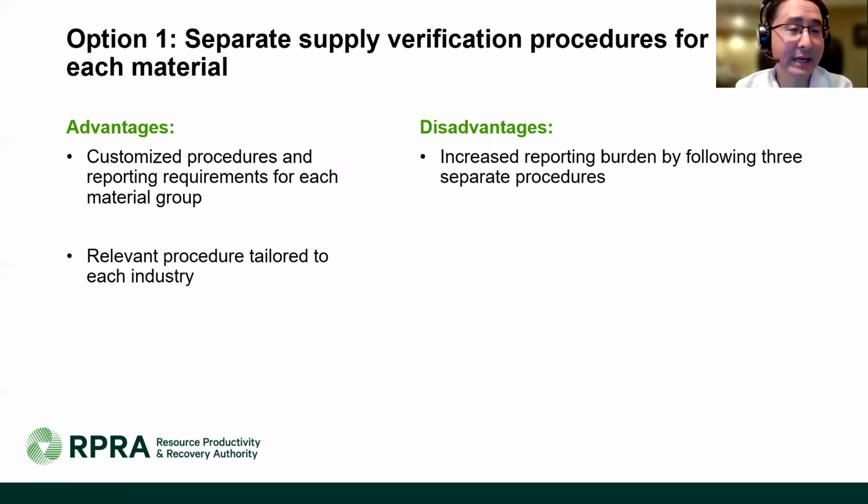So the advantage is to have three separate individual verification procedures for three materials. The advantages are that with an individual customized procedure, we can tailor the reporting requirements for each material group. Also, with an individual verification procedure, they will be relevant procedures tailored to each industry. One of the obvious disadvantages is that for producers who supply multiple materials into Ontario, it will increase reporting burden by following three separate verification procedures.